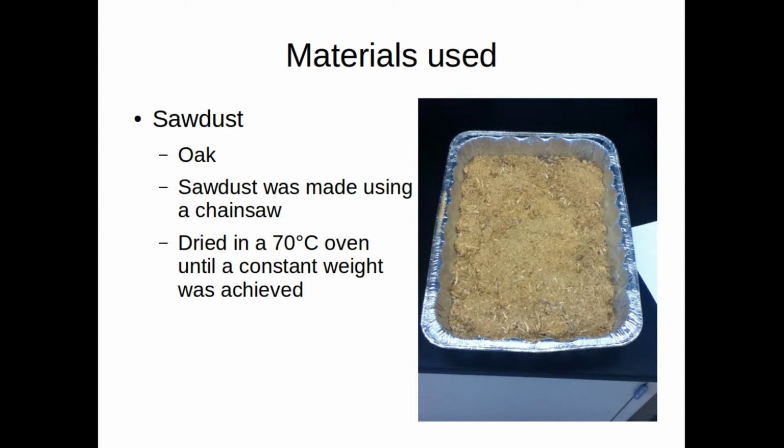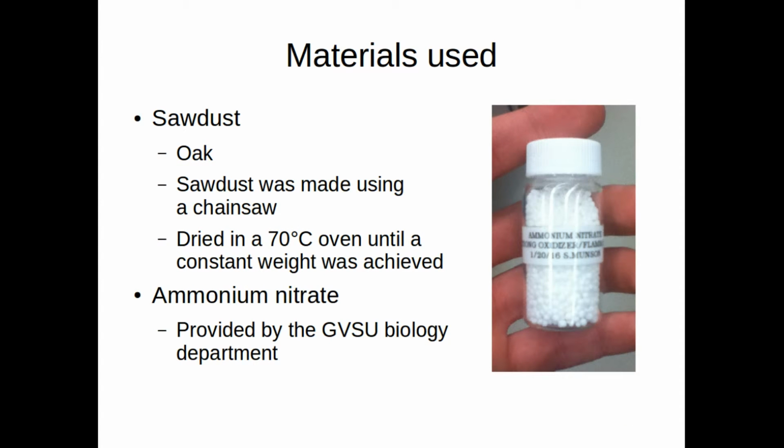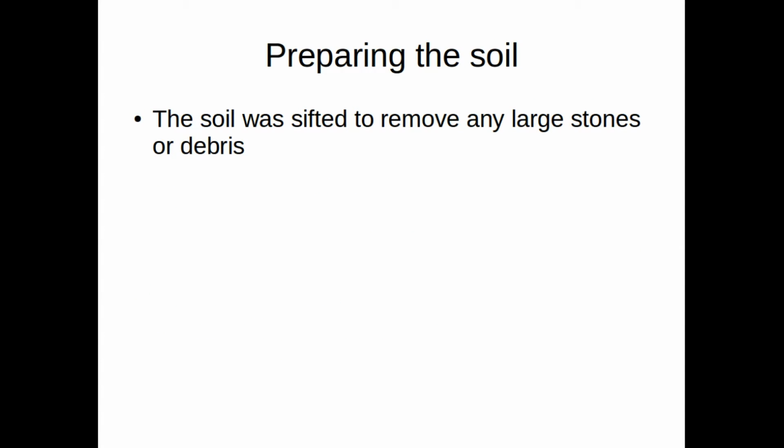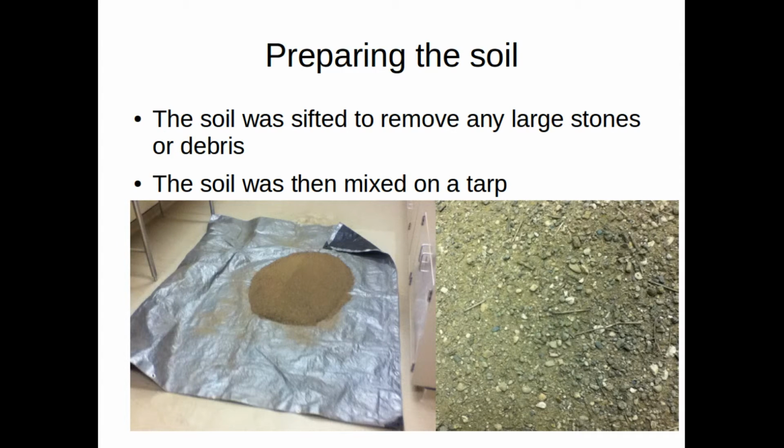The sawdust was made from a block of oak using a chainsaw. It was dried in an oven to remove excess moisture. The ammonium nitrate was provided by the biology department of Grand Valley State University. The soil was sifted to remove any large debris. It was then mixed on a tarp to improve consistency between pots.